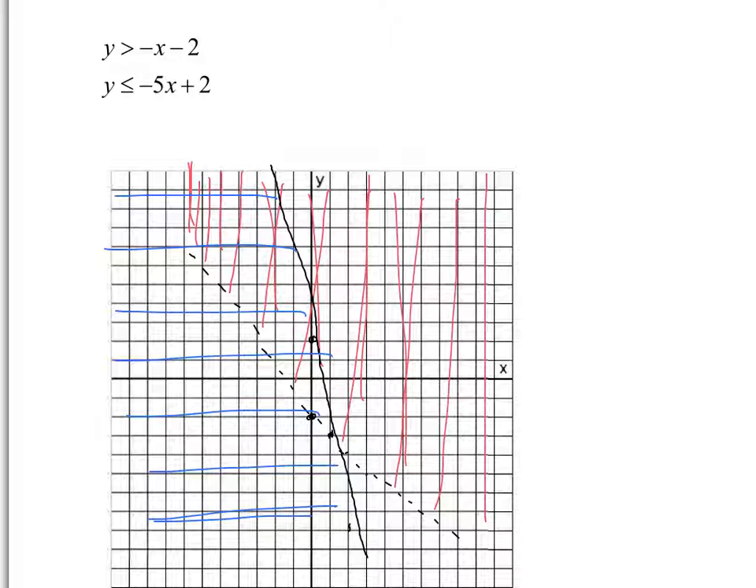So the solution is this strip here, bounded by a solid line on this side and a dotted line on this side, and all of the area in between. And it goes on forever in this direction, right there.